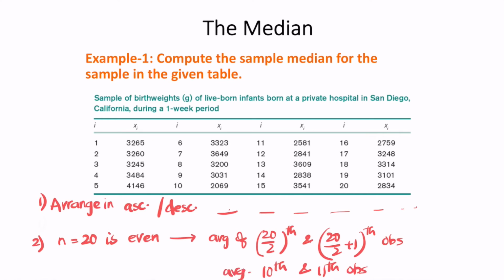Which is basically (x10 plus x11) by 2. So depending on which one becomes the 10th and 11th observation, provided you arrange them in either ascending or descending order. So make sure to arrange them first and then solve the problem. So try it on your own and see if you can get your answer.